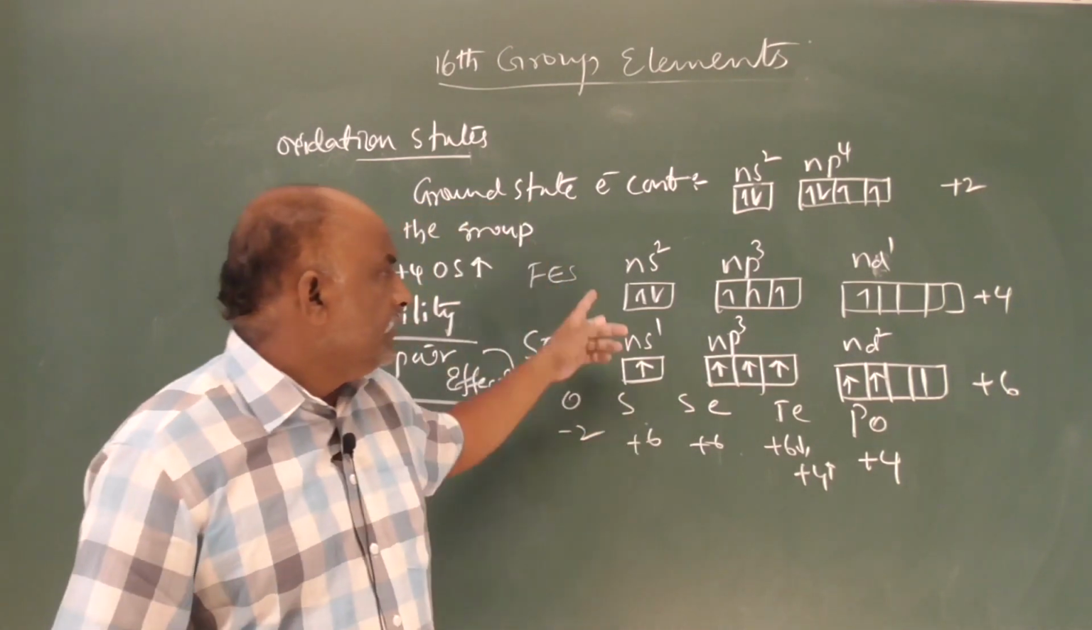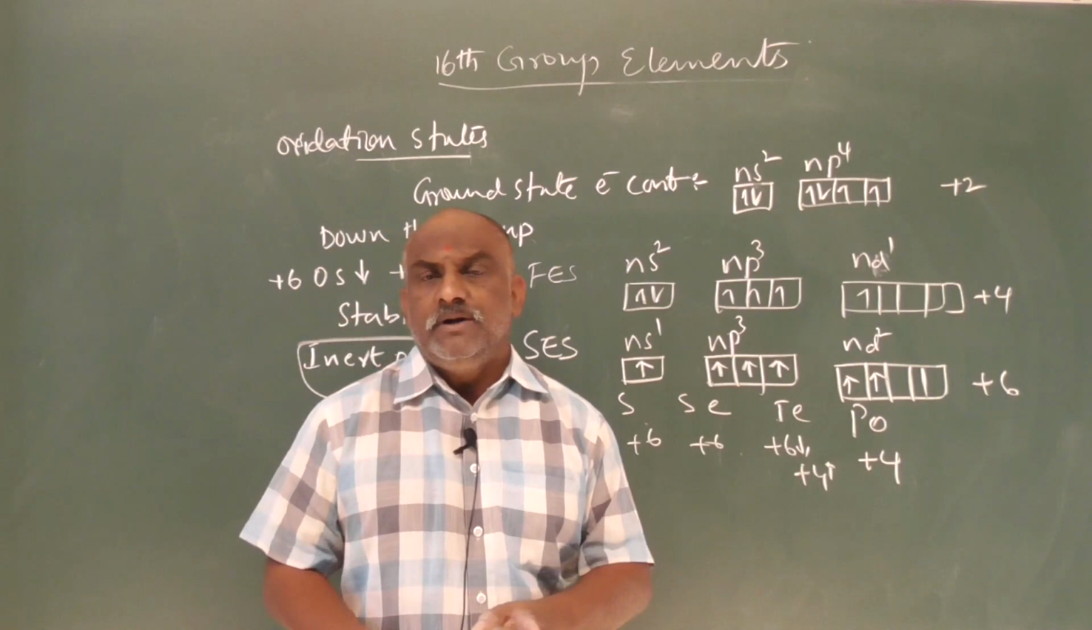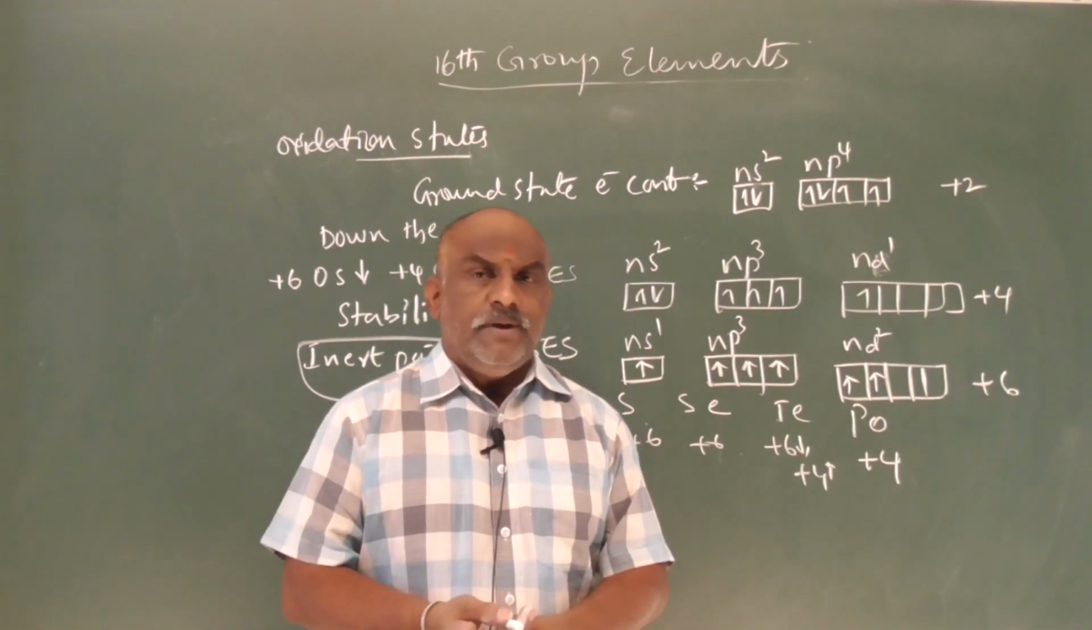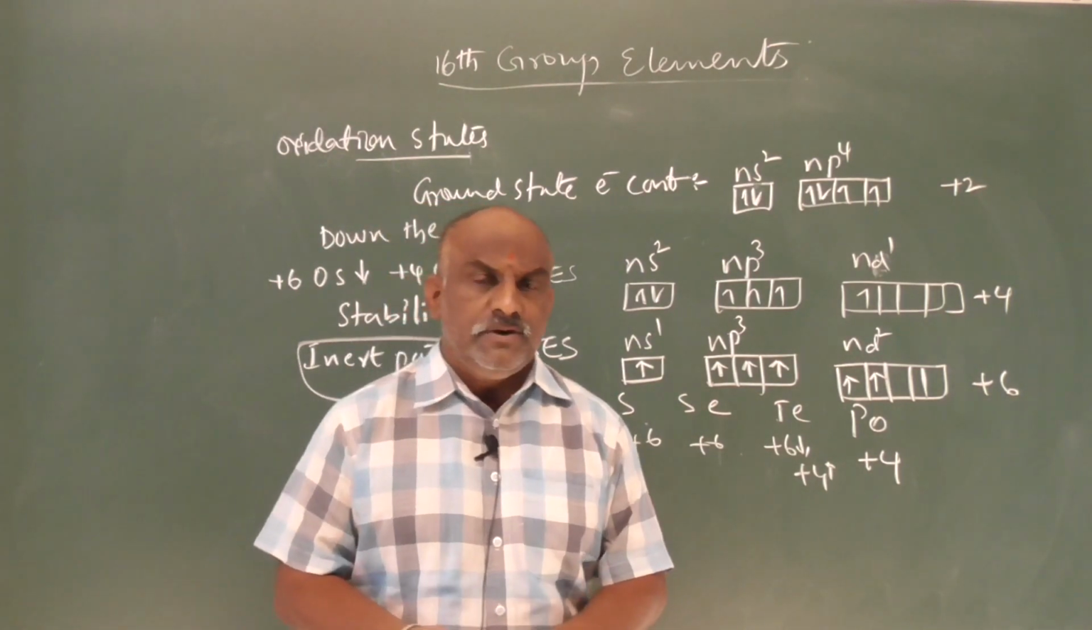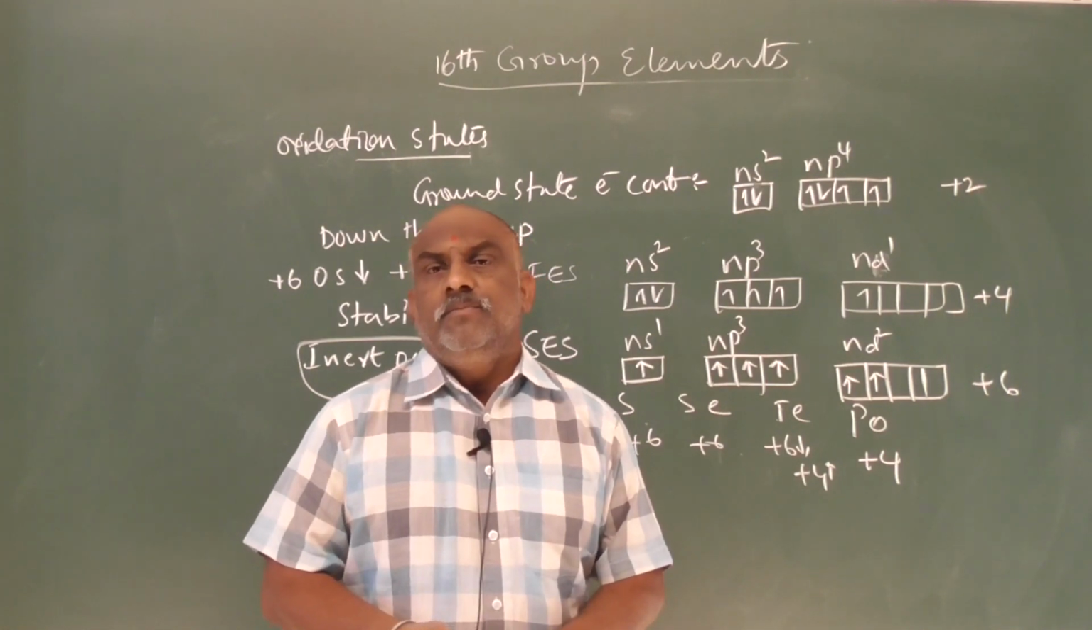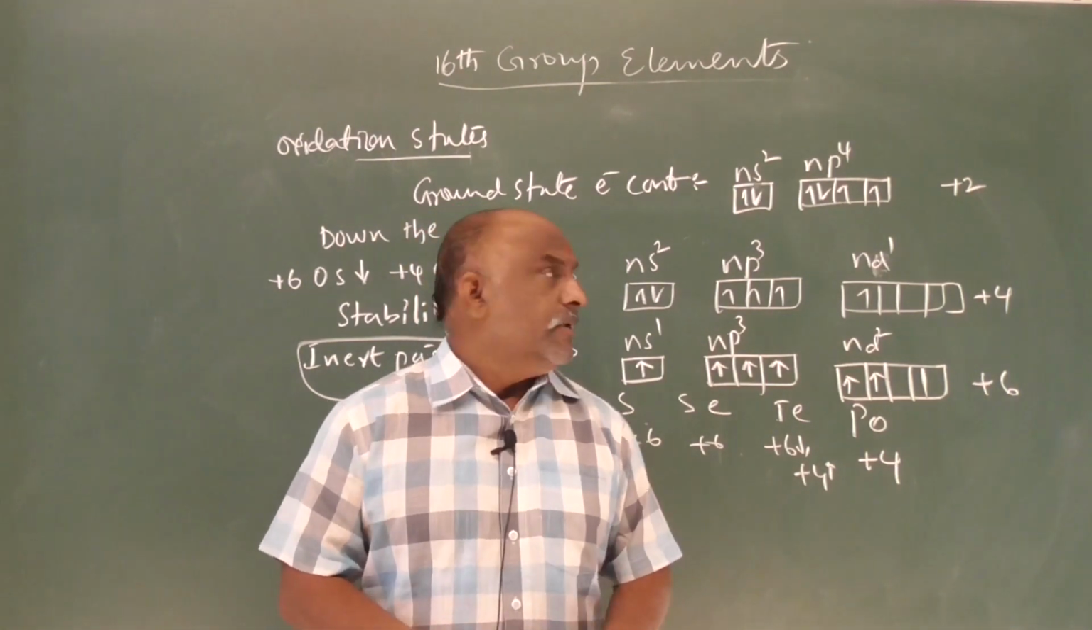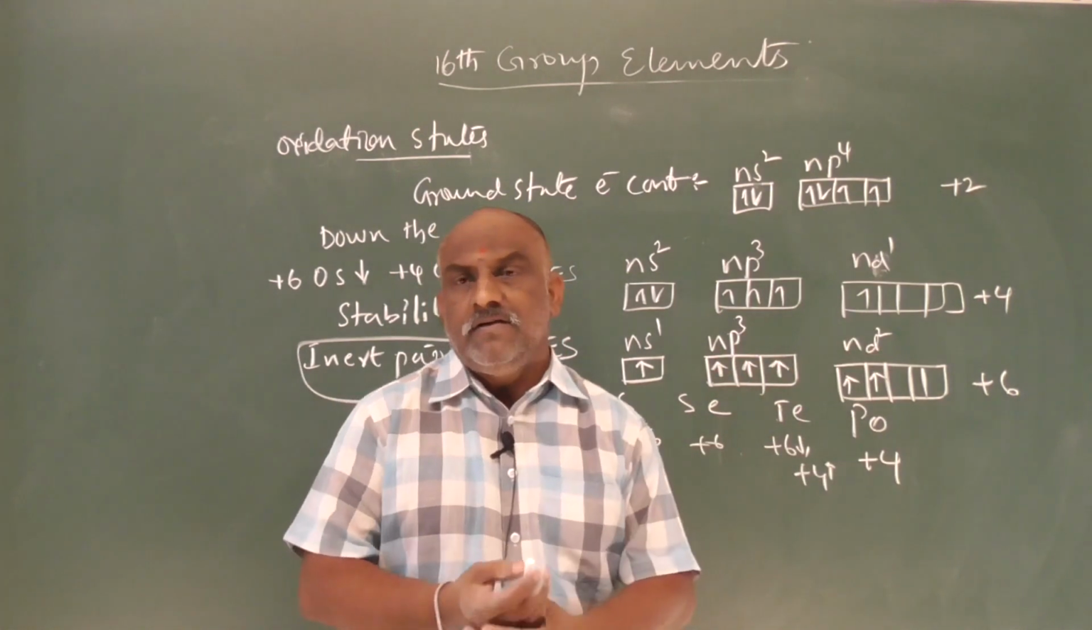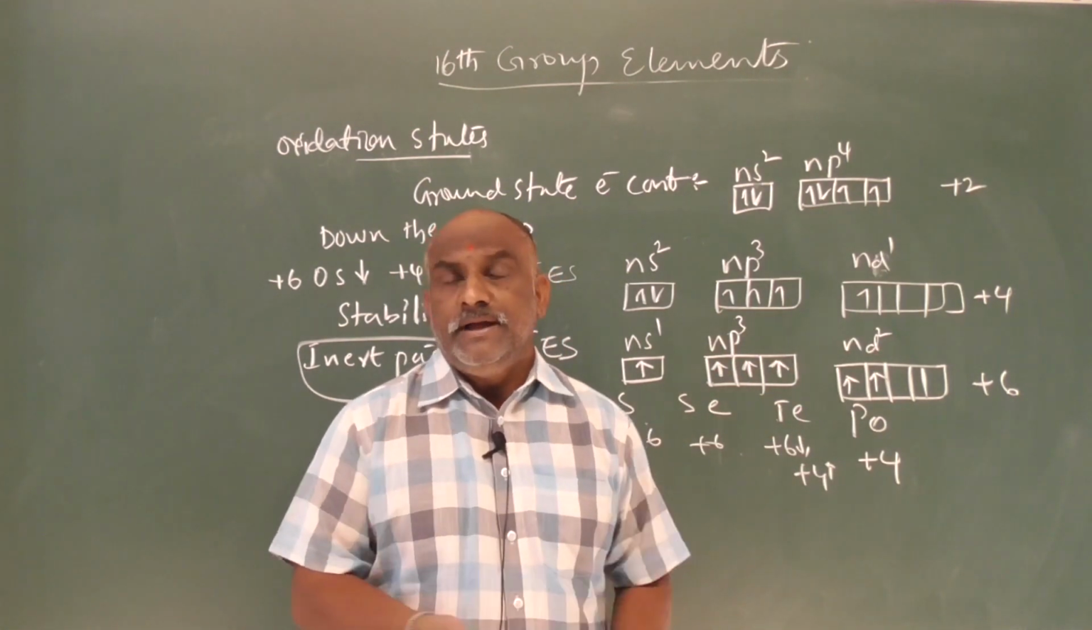So, oxygen generally shows -2, but in molecular oxygen 0, in peroxides -1, in superoxides -1/2, in oxygen fluorides +1, +2. Clear? For the remaining elements, different oxidation states are available according to the examples.